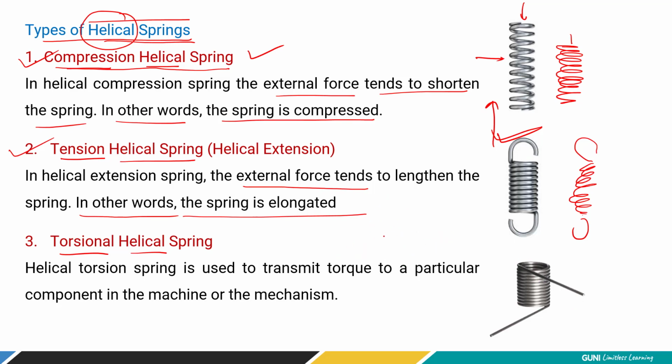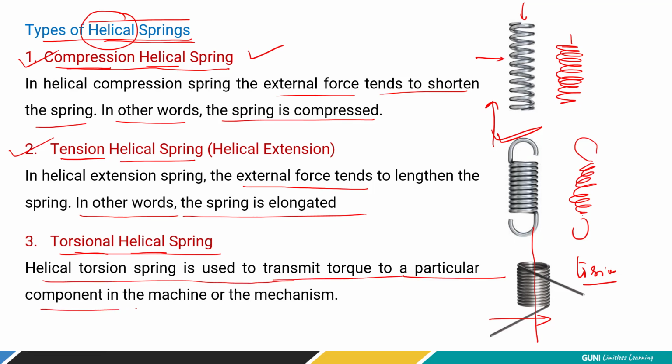It is also used in door closer, right? So here the force applied is perpendicular to the axis. So it is a torsion force. Okay, so that's why the name is given torsional helical spring. Now, helical torsion spring is used to transmit a torque to a particular component in machines or mechanisms. This is the function, right? So based on which kind of load you are applying, either compression, tension or torsion, based on that the names are given.